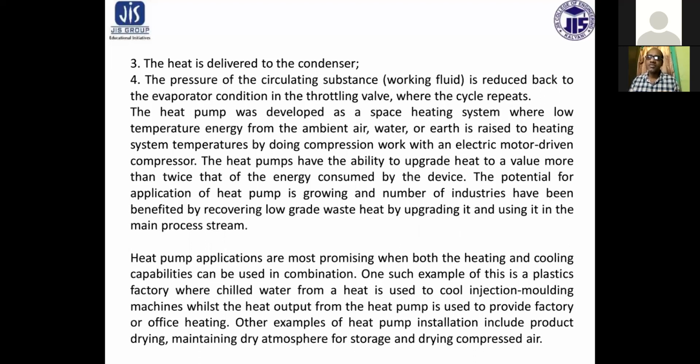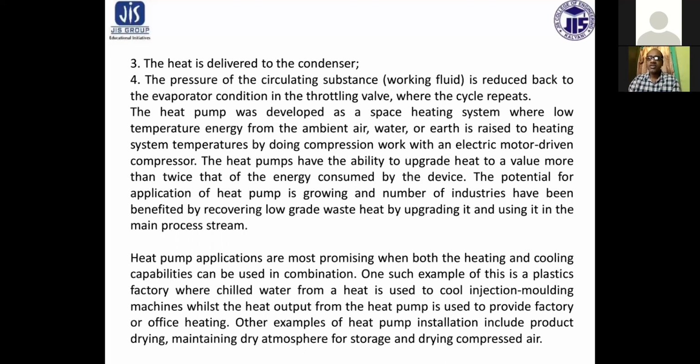Number four, the pressure of the circulating substance is reduced back to evaporator condition in the throttling valve, where the cycle repeats. The heat pump was developed as a space heating system where low temperature energy from the ambient air, water, or earth is raised to the heating system temperature by doing compression work with an electric motor driven compressor. Heat pumps have the ability to upgrade heat to a value more than twice the energy consumed by the device. The potential for application of heat pumps is growing.